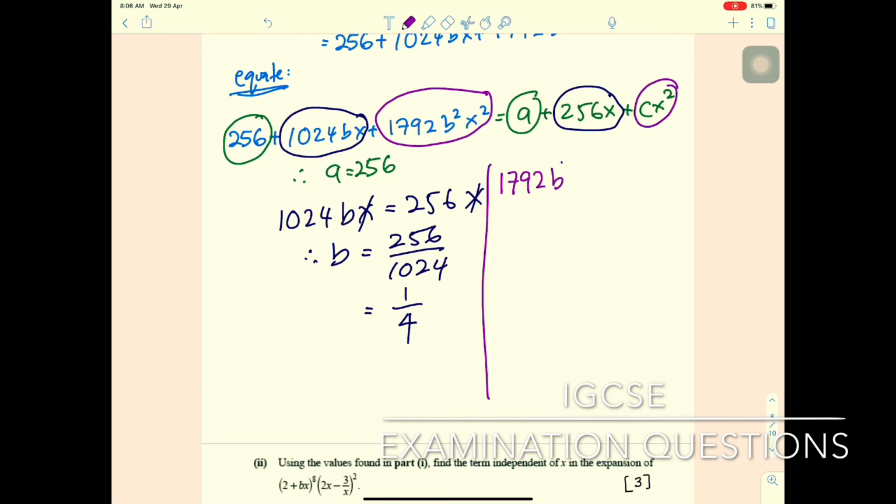And then last, for c: 1792b squared x squared equals cx squared. Cancel x squared, therefore c equals 1792 times b squared, which is 1 over 4 squared. So you get c equals 112.